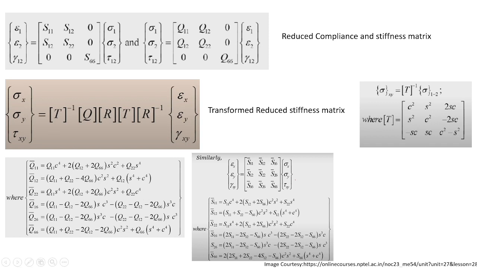So these are the direct equations to find the different components of the stiffness matrix, and here to find the different components of the compliance matrix, which gives us the transformed reduced stiffness and compliance matrix. These values can be calculated in terms of the coefficients of the reduced compliance and stiffness matrix. And also, this is the transformation matrix that is used to change the conditions from global axis to principal axis or material axis.